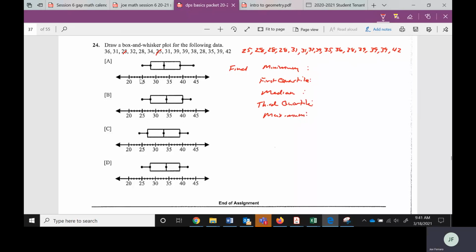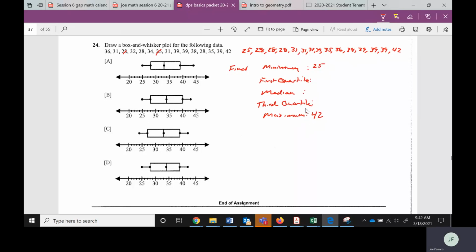Okay, so on these graphs, these spots would be the dots. So the minimum would be the first dot, then first quartile, median, third quartile, maximum. We just have to figure out the numbers here so we can figure out which graph is right. So the minimum is just your smallest. And your maximum is just your biggest.